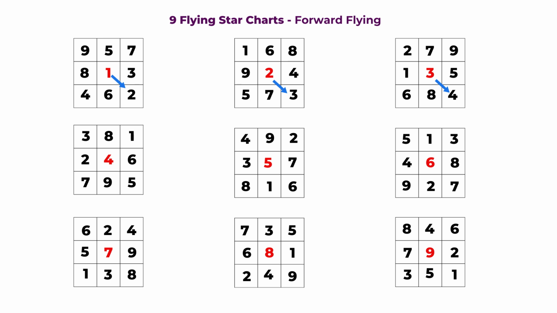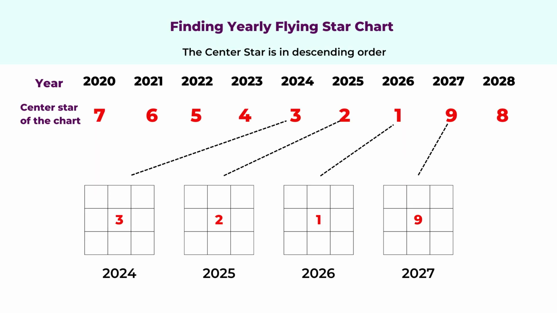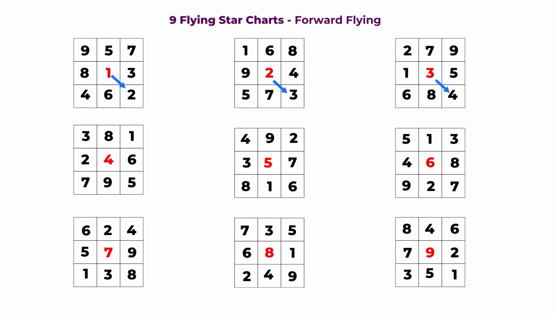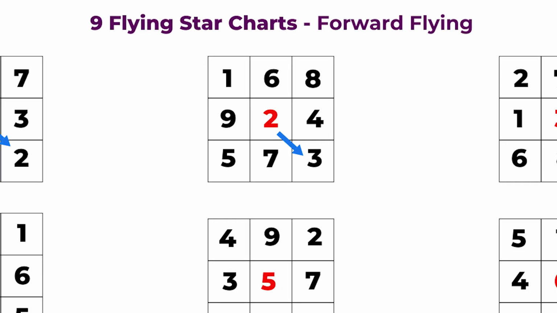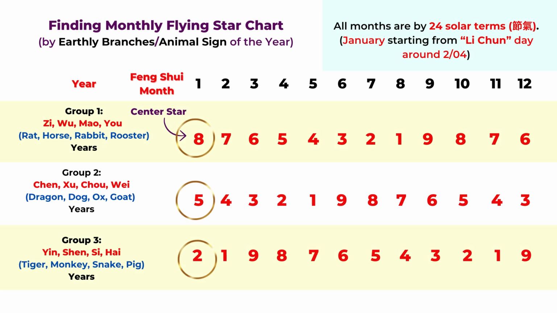For example, in 2025, we have number 2 in the center. Then we can refer to this chart with the number 2 star in the center. That will be the 2025 yearly chart. Next, how do we find out the monthly flying star chart?